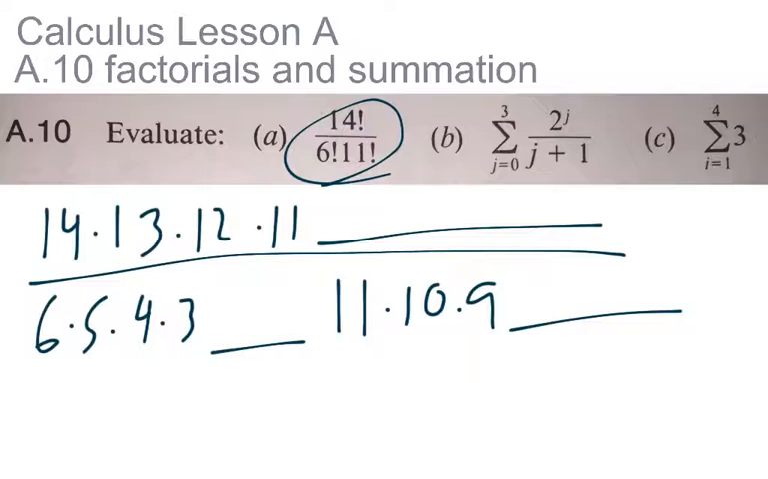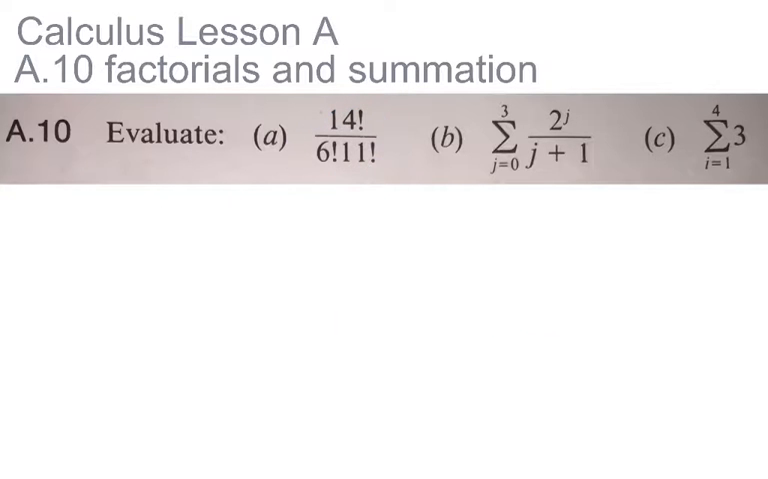Now that can get really confusing and can take up a lot of space. In fact, most calculators can't even calculate these huge numbers that are necessary to solve this problem, so we're going to look at a shortcut method. So if you're looking at this problem, 14 factorial over 6 factorial, 11 factorial, I like to go ahead and just try to cancel something out.